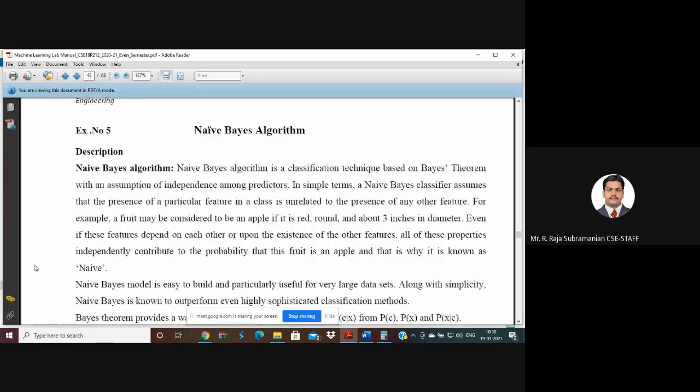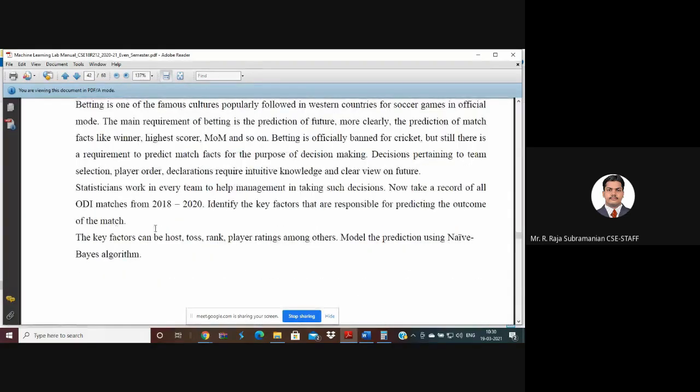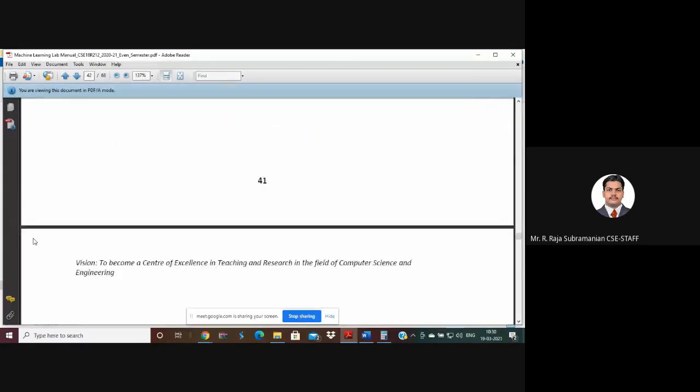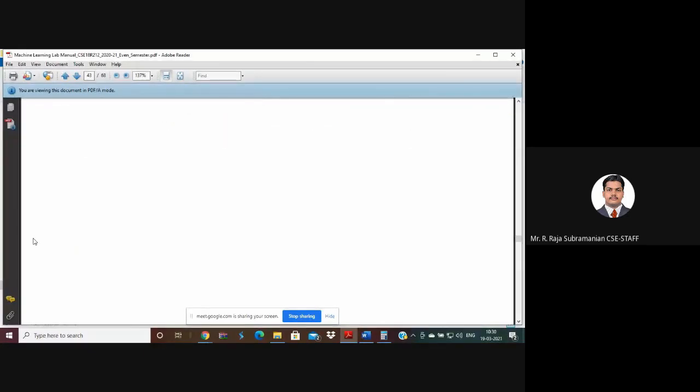In many ways, the same problem statement is given for the same host, toss, ratings. Model the prediction using the Bayes algorithm. We have this, and there are some conditions also given. You take the matches between 2018 to 2020. So those kinds of conditions are given. You can put that condition while querying the ESPN frequency. So that is actually the prediction.